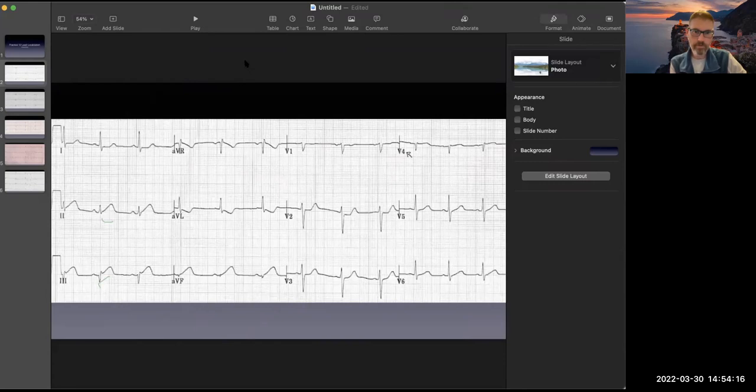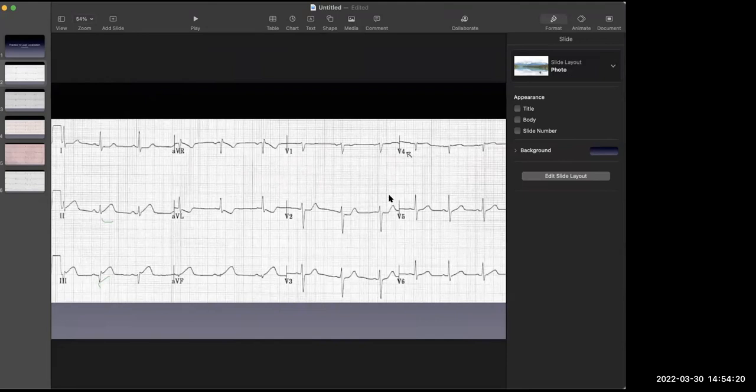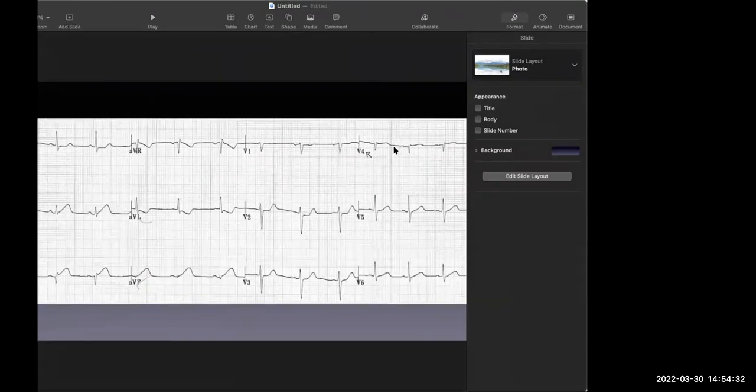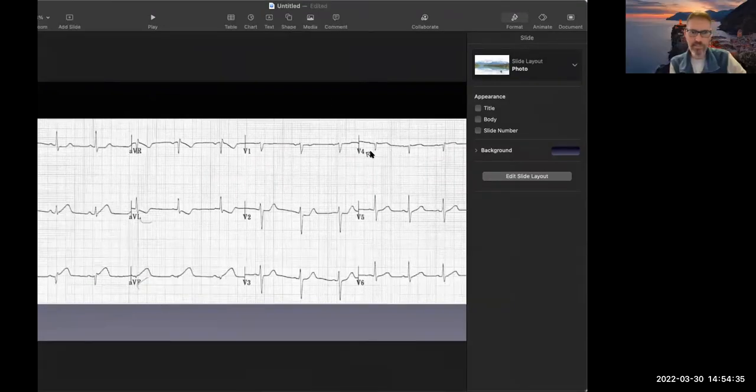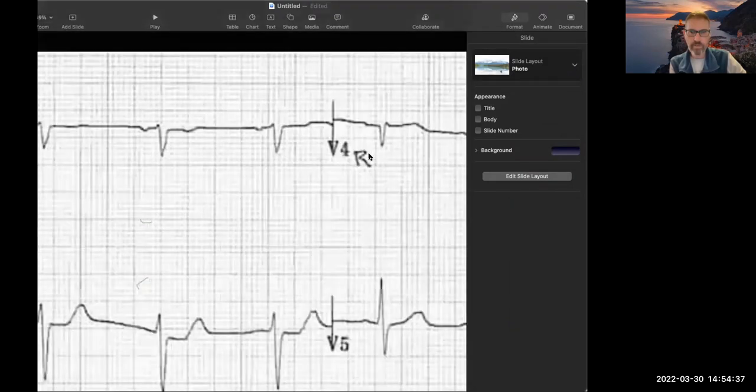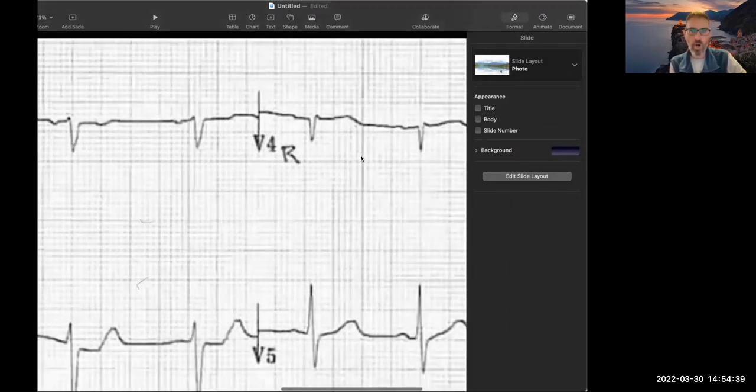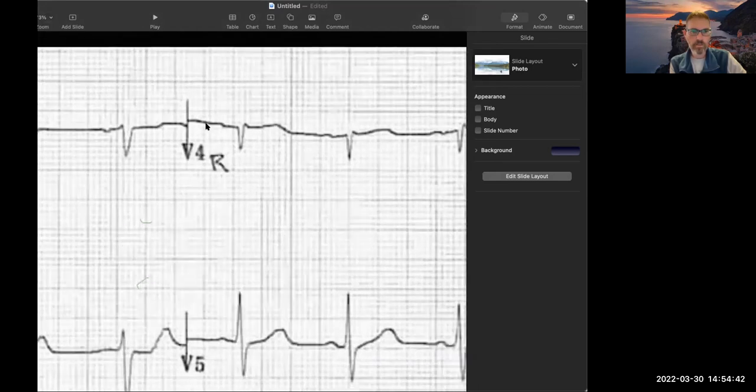Inferior. The 4 is on the right, taken from the right side. Yeah, I didn't catch all of that, but yeah, this is actually a right-sided 12-lead. So they've done a V4R here. Let's see if we can find our baseline. Here's our baseline. So we're going to draw our baseline through to the J point.